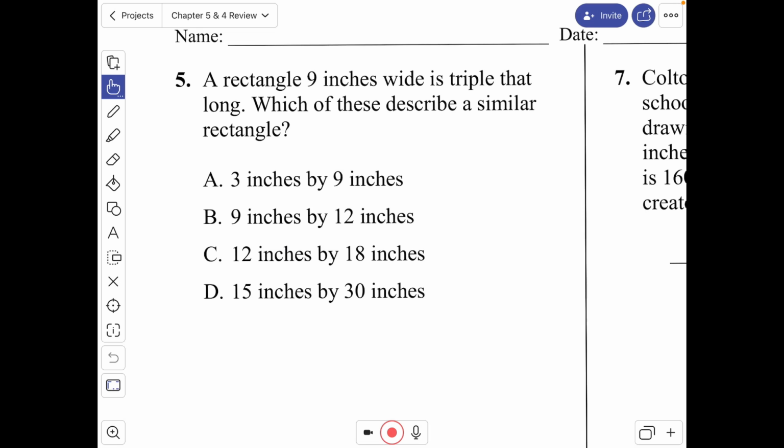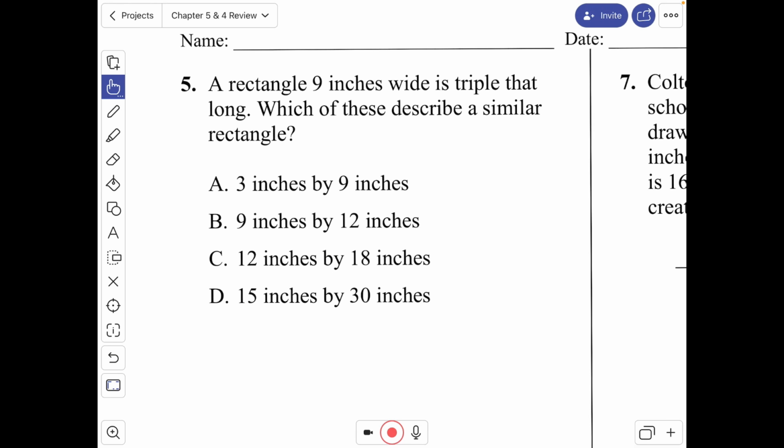Number 5 is similar to number 1 and number 4. It says a rectangle 9 inches wide is triple that long. Which of these describes a similar rectangle? So 9, triple means times 3. And 9 times 3 would make 27. So the fraction would be 9/27. 9 inches wide by 27 long.